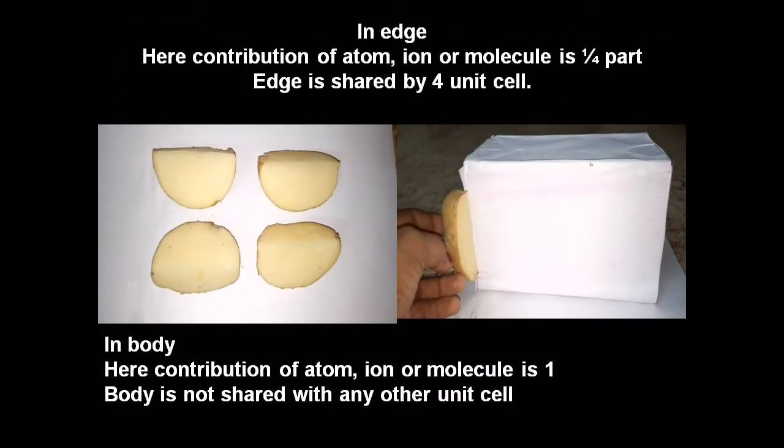Next we are going to see the contribution of atom in edges. Here I am going to cut the potato in a longitudinal way so that we get 4 parts. I attach one part alone in the edge. In the edge we have to get the full atom, means how many unit cells do we have to share? 4 unit cells. So in the edge the contribution of atom is 1 by 4.